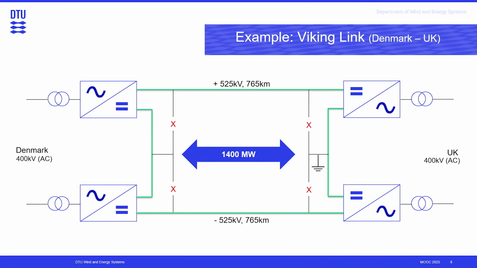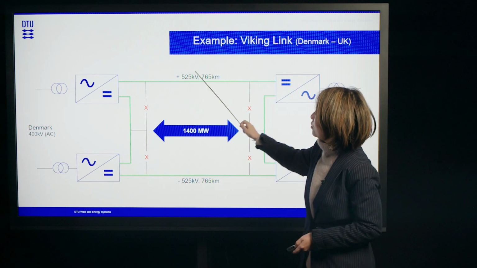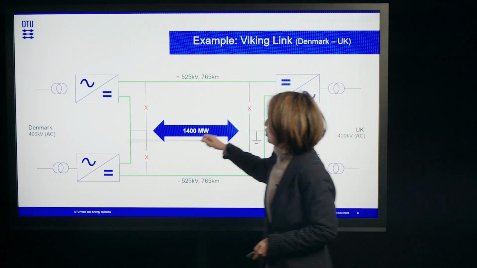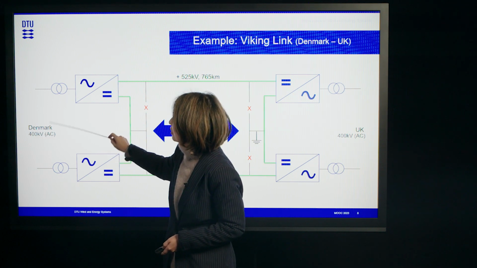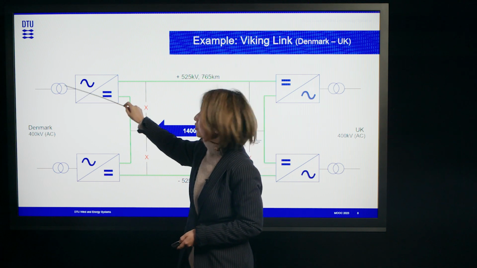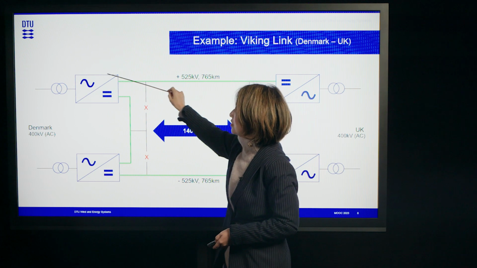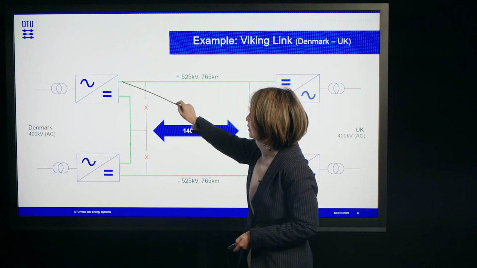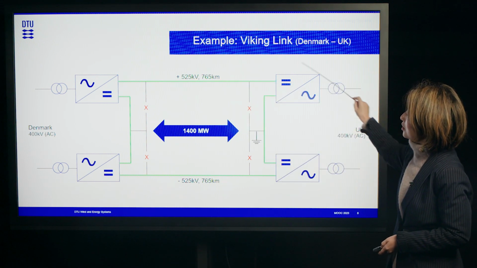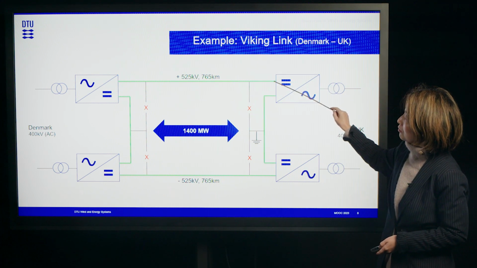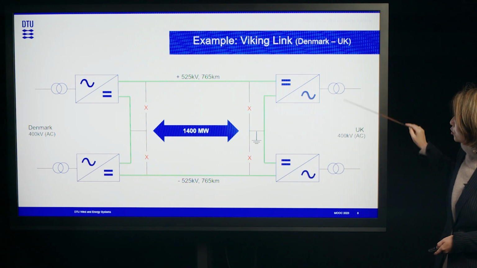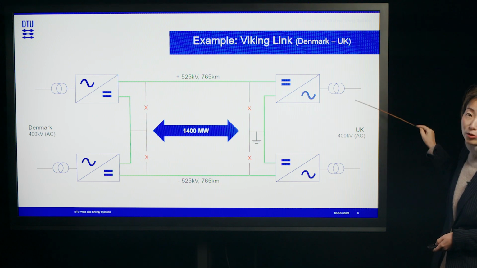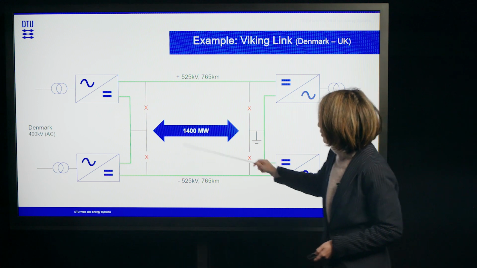This example is the Viking Link between Denmark and the UK. As you can see here, the length of the cables is around 800 kilometers. The way it works is that, from the Denmark end, the 400 kV AC power is increased to around 500 kV, and then from this VSC converter, it's converted from AC to DC. The power is then transmitted to the other end, where this valve converts it from DC back to AC, and then the voltage is converted back to 400 kV AC, ready to be integrated in the British network.